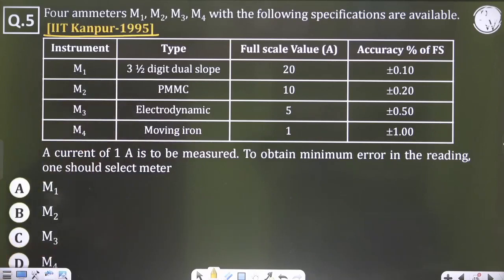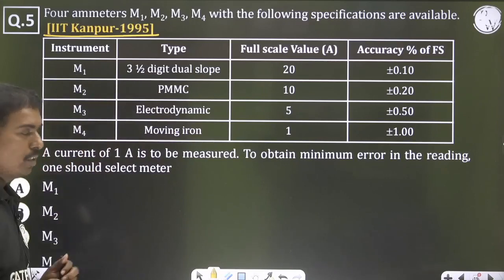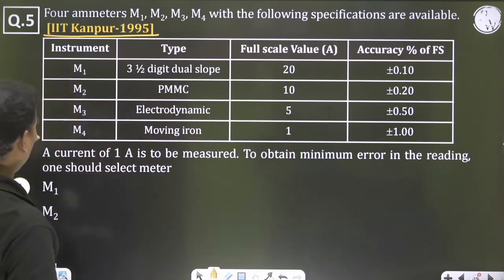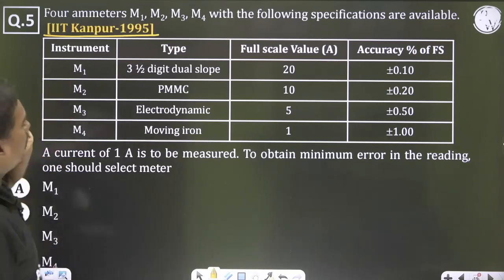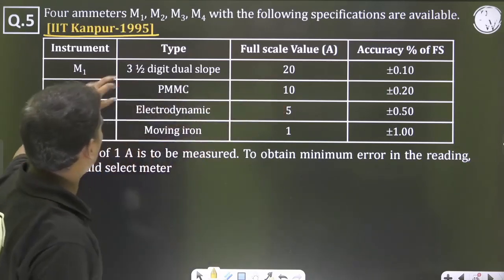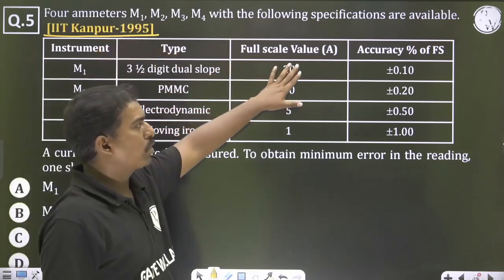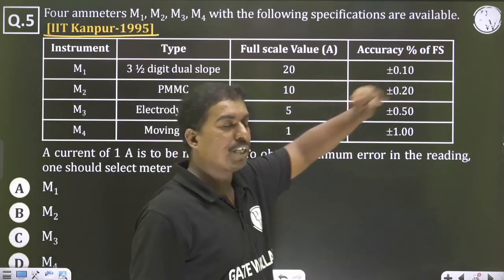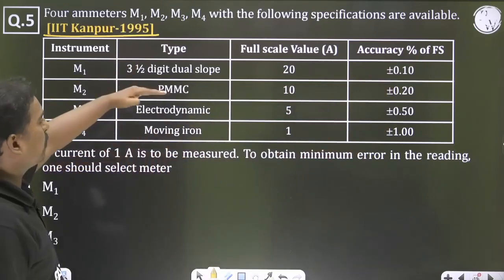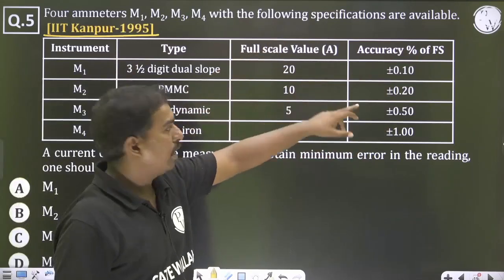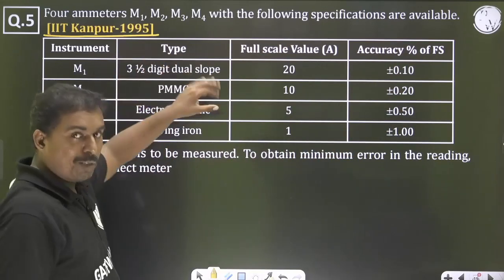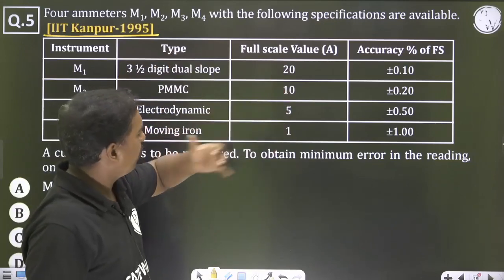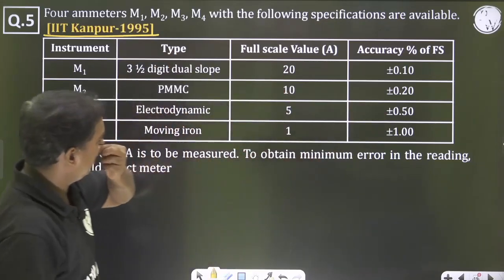Four ammeters M1, M2, M3, M4 with the following specifications are available. So there are 4 meters. He has given the full scale value for the first meter, a 3.5 digit digital meter: the full scale value is 20 and accuracy is plus or minus 0.1%. M2 is PMMC, full scale value is 10 and accuracy is plus or minus 0.2%. And M3 is an electrodynamic dynamometer type, full scale value is 5 and plus or minus 0.5% is the accuracy.